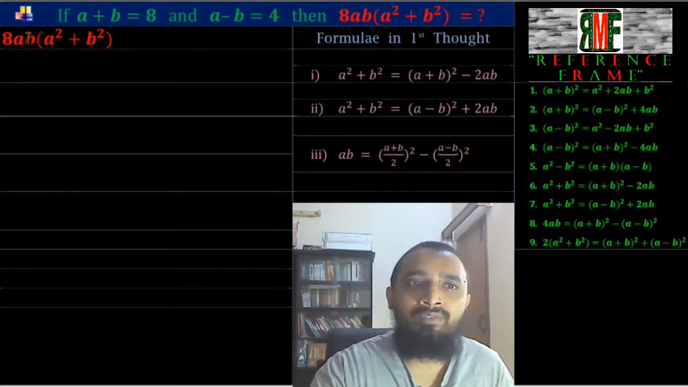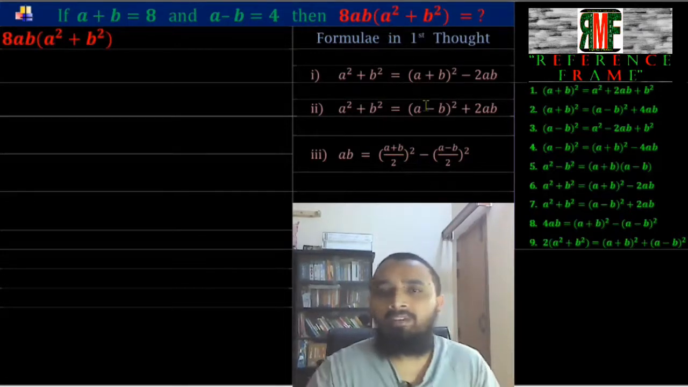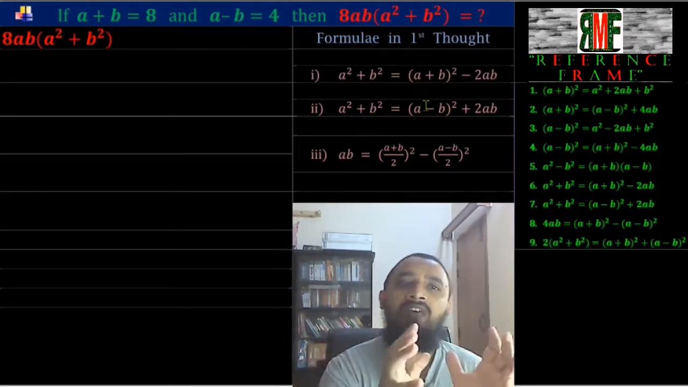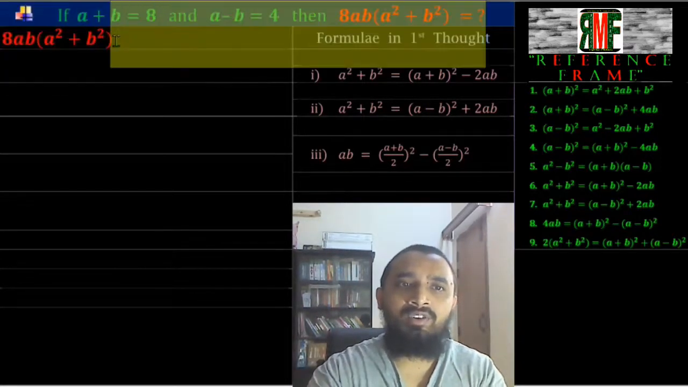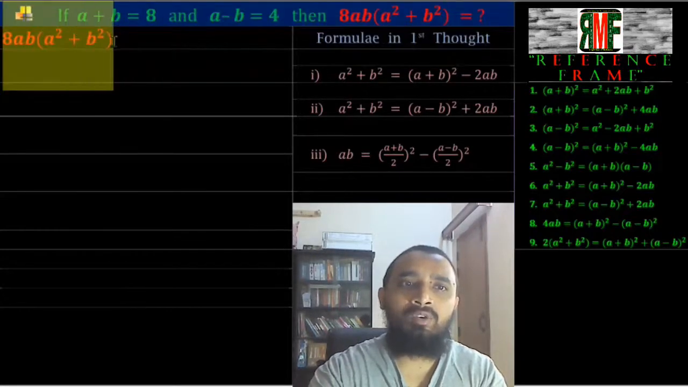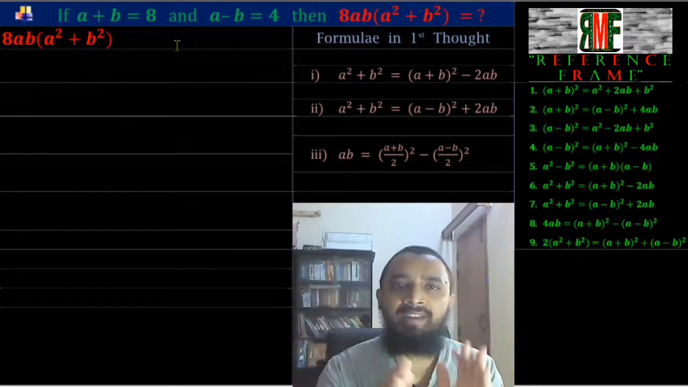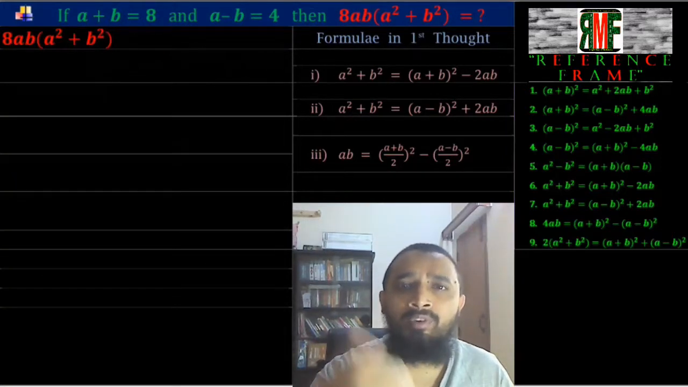Here we can apply the corollary of ab, which is (a plus b by 2) whole square plus (a minus b by 2) whole square, or we can apply the corollary of a square plus b square, just like the previous problem. But what did I say? I told you that we just need to relate the given value and our destination. What is our destination here? Our destination is 8ab into a square plus b square, and the given values are a plus b and a minus b. So if we just shuffle them, then we can apply some other formula more smartly.